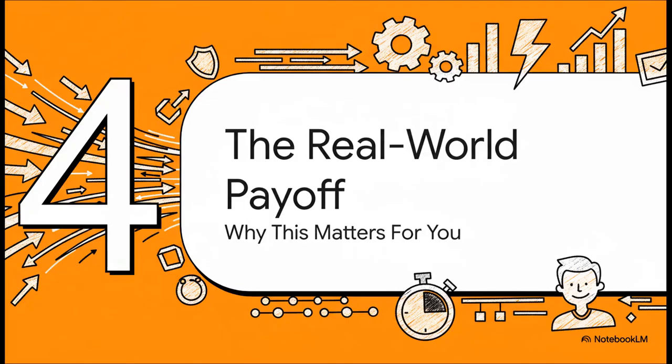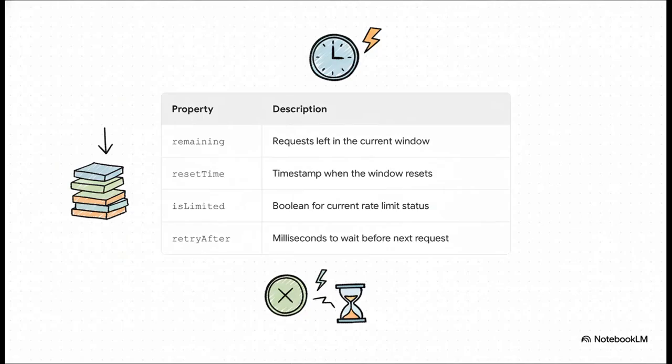Okay, the features are cool. I get it. But let's talk about the real-world payoff. How does this actually make your life as a developer easier and your app better? This is where things get really practical. The library gives you constant access to its current state. You can know exactly how many requests are remaining, exactly when the limit resets, and even a simple Boolean for is limited. You can use all this data to build way smarter UIs, like disabling a button until a request is allowed, or maybe even showing a user a little countdown timer.